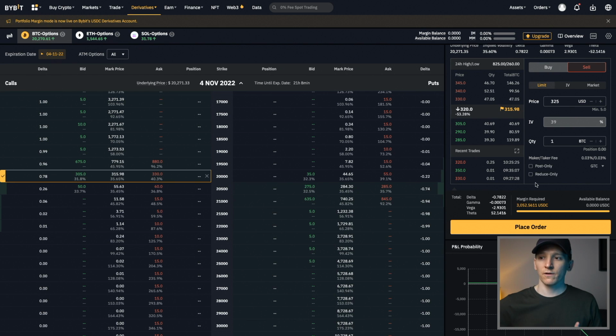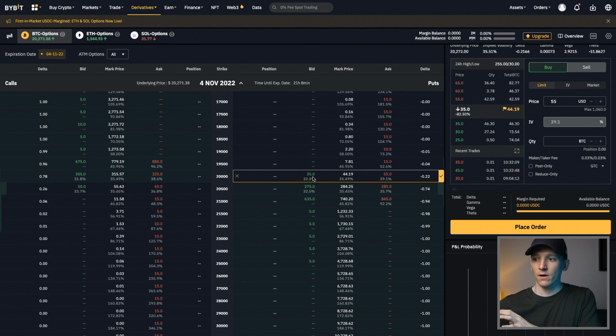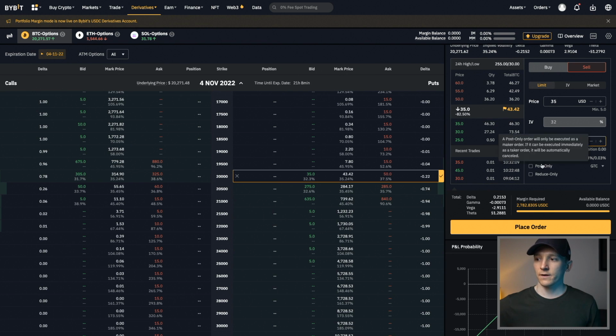So what you could do here is if you thought the price of Bitcoin was going down, you could actually go onto the put side right here. And let's say we want to buy puts at 20,000, right? Let's say you think next week the price of Bitcoin is going to be 19. We want to buy these puts right here. So we could go buy 1 BTC like this.